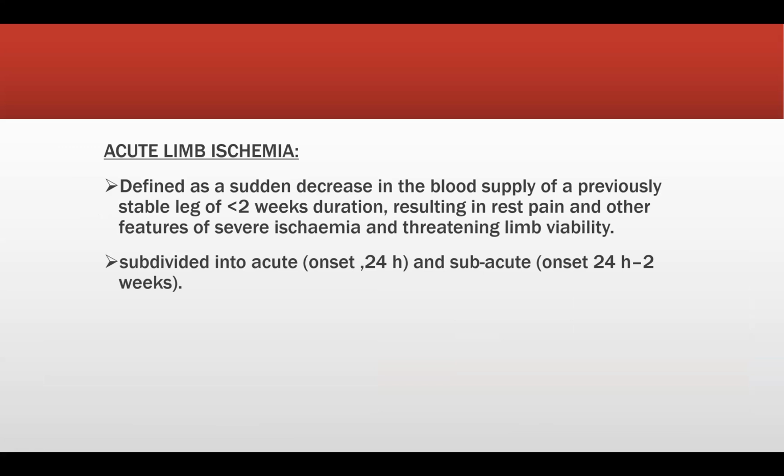Acute limb ischemia can be defined as a sudden decrease in blood supply of a previously stable leg of less than 2 weeks duration, resulting in rest pain and other features of severe ischemia and threatening limb viability. It can be divided into acute when the onset is within 24 hours, and subacute when the onset is from 24 hours to 2 weeks.